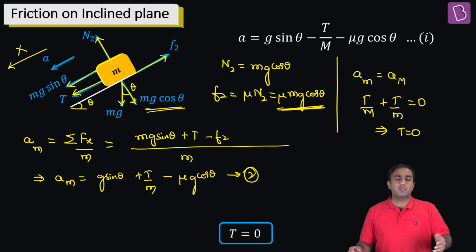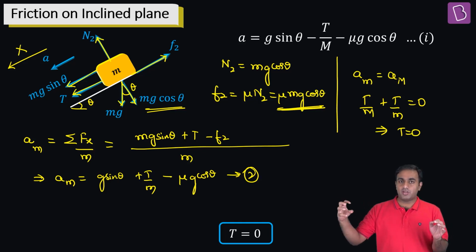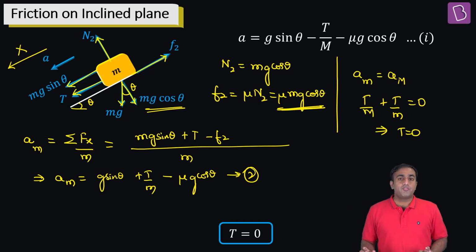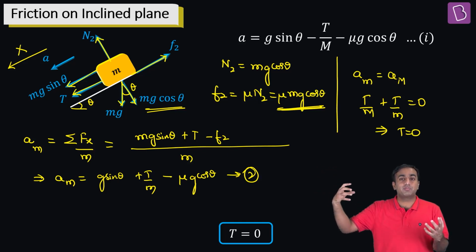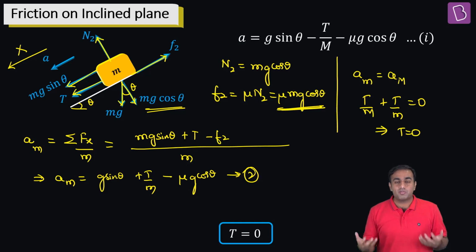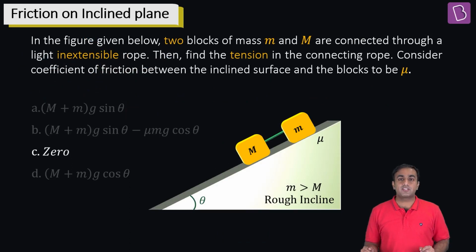There is another way of interpreting it. Do you see that the acceleration of block capital M and the acceleration of block small m will be the same, which means that the block at the bottom of the inclined plane is not pulling the other block. Their accelerations are simply the same. So why should there be a tension in the rope connected between the blocks? There need not be. So the tension in the rope connected is 0. The correct option for this question is C.